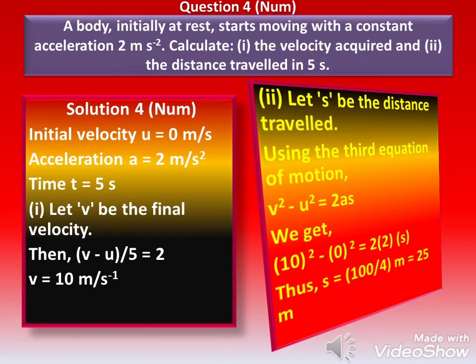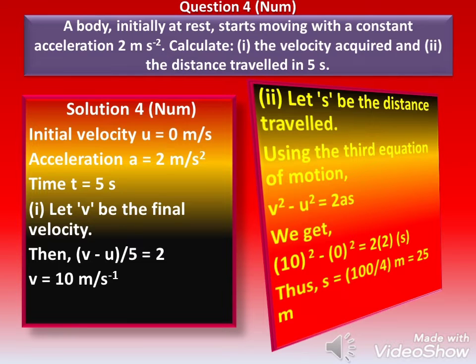Solution. Initial velocity u is equal to 0 meter per second because the object was at rest initially. Acceleration is equal to 2 meter per second square and time t is given as 5 seconds. Let v be the final velocity. From the equation of acceleration, we have acceleration is equal to v minus u by t. So (v minus u) by 5 is equal to 2, and u is equal to 0. By substituting all these values in this equation, we will get final velocity v is equal to 10 meter per second.